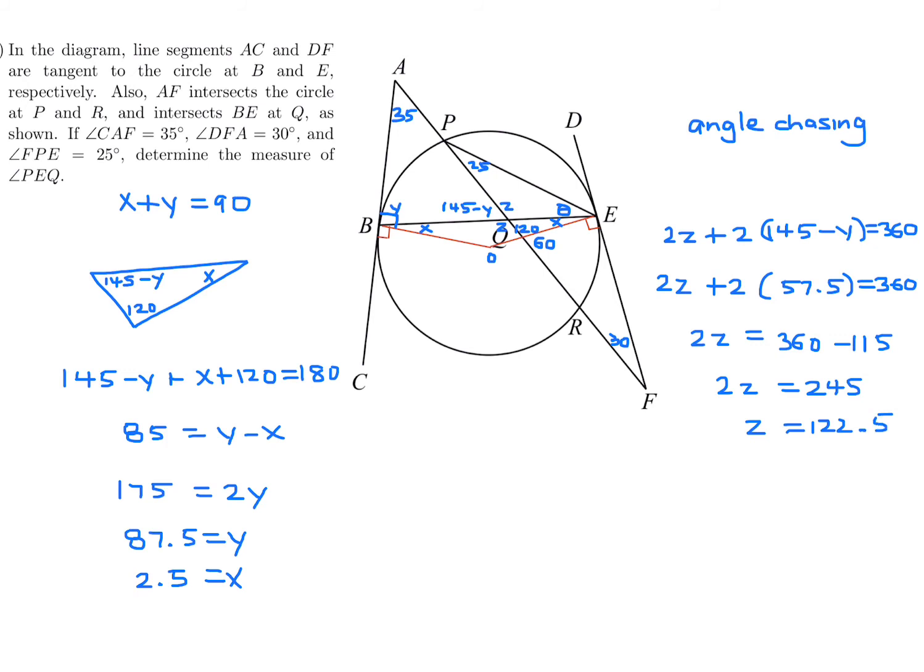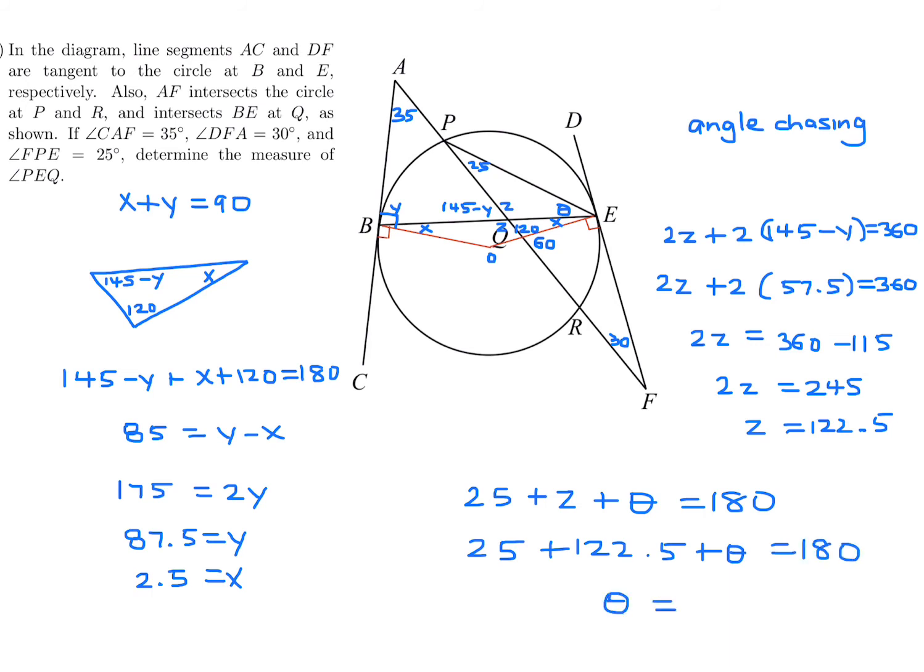And now we get to the final step, which is looking at that triangle right there. And that triangle, 25 plus Z plus theta is equal to 180. And therefore 25 plus 122.5 plus theta is 180. And therefore, if we solve for theta, it is 32.5. And that is what they wanted us to figure out, the angle PEQ. So angle PEQ is 32.5.